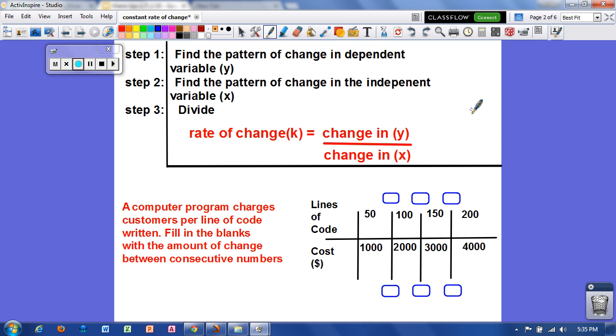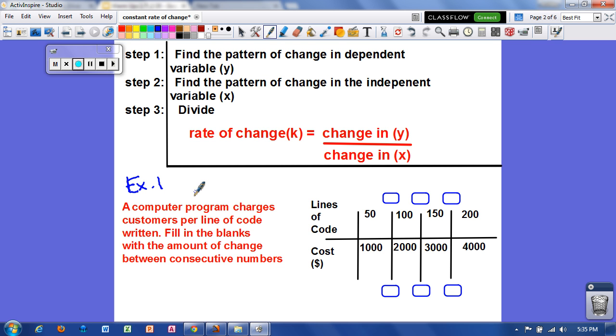Alright, so let's talk about how to find the rate of change. Well, step 1, we want to find the pattern of change in the dependent variable. Remember, dependent is y. Step 2, we want to find the pattern of change in the independent variable. Remember, independent means x. And then step 3, we will divide. In simpler terms, rate of change is the change in y divided by the change in x.